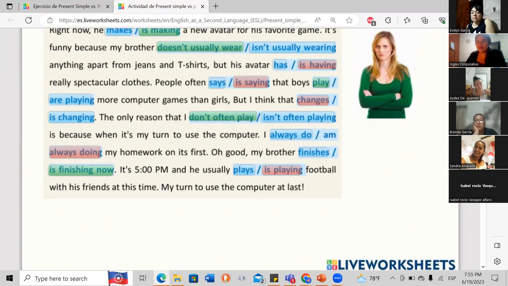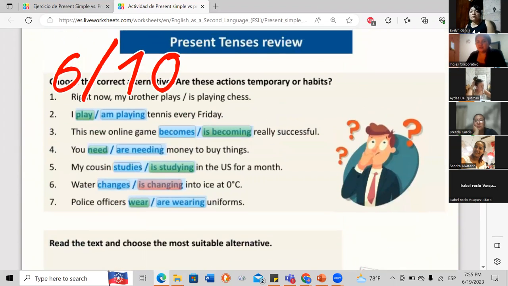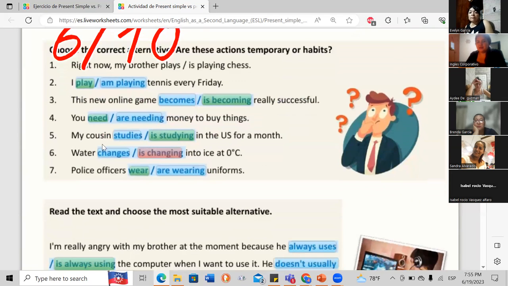And that is why we need to change that. Okay. And the what it changes is changing. Es porque temporalmente eso está pasando. No siempre, pero está pasando, está cambiando. Por eso aquí también está incorrecto.